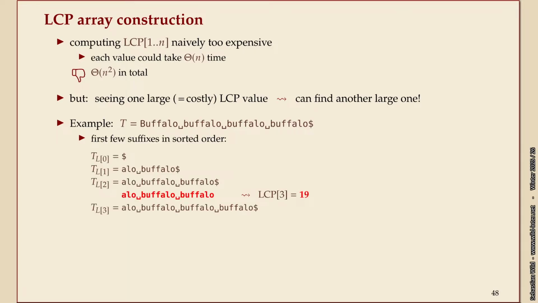Let's say you take the first suffixes of this text in sorted order. First one is just $1, but then things become a bit more interesting. There's all these guys starting with ALO.